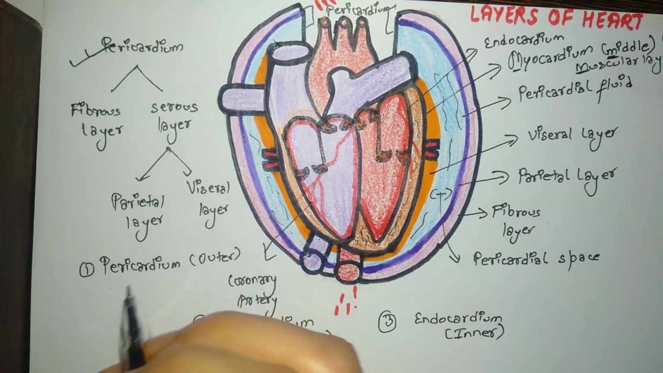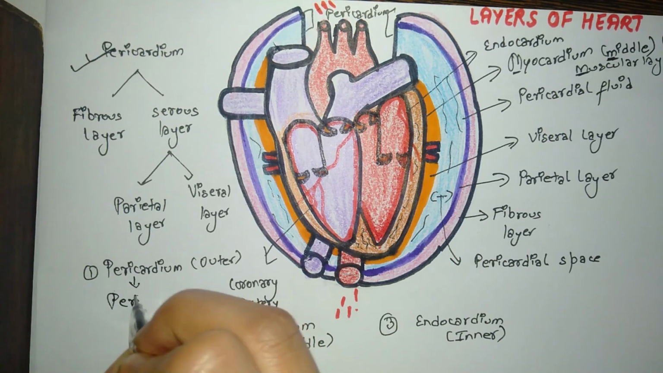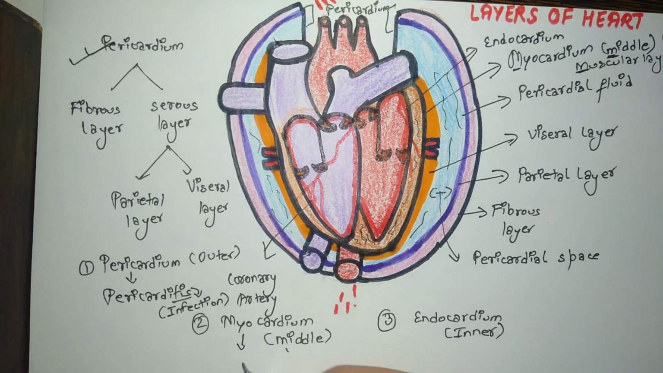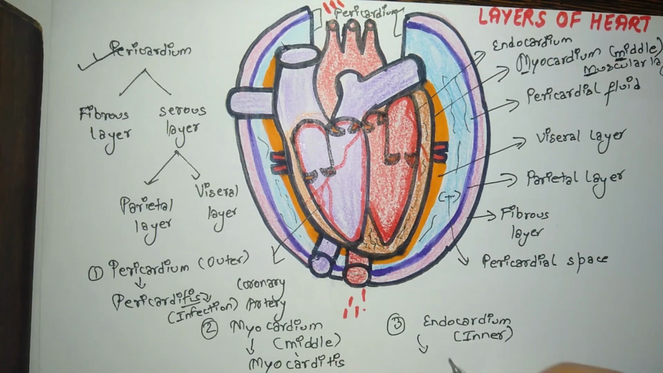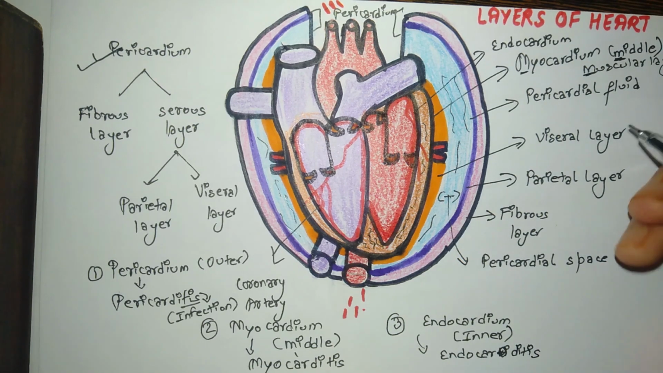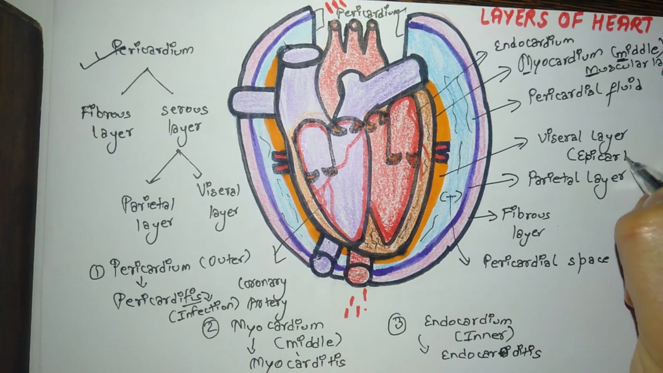And if there are infections and inflammations of the pericardium, then it is known as pericarditis. Infections and inflammations of the myocardium is myocarditis, and infections and inflammations of the endocardium is known as endocarditis. So another thing that I would like to add here is the visceral layer. The visceral layer is also known as the epicardium.